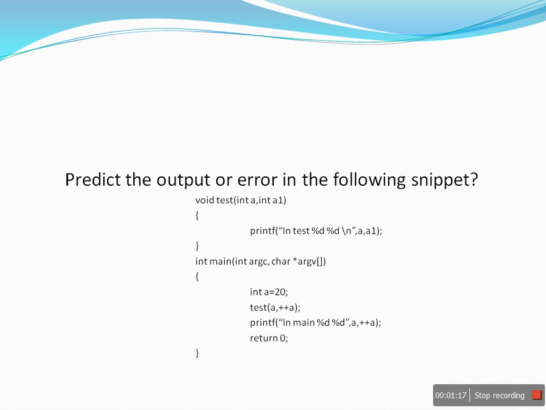Now you have some function prototype like this. Suppose you are calling a function, then it goes to the function definition. After executing this function definition, it comes back to the function calling part. Now it will print the value of a and ++a in the main function. Now what is the value of a and ++a? It will print 22, 22.